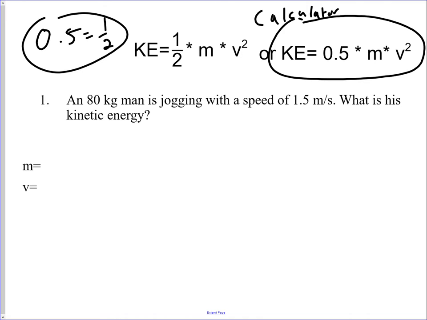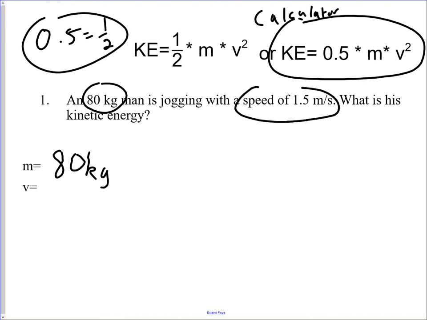So let's read the problem. An 80-kilogram man is jogging with a speed of 1.5 meters per second. What is his kinetic energy? So first thing we always want to do is identify the steps in the problem and identify what our variables are. We have 80 kilograms, that's going to be our mass, so I put 80 kg. And we also want to find out what our velocity is, right? Our velocity is also the same thing as speed, because velocity is speed in a certain direction. So it's 1.5 meters per second.